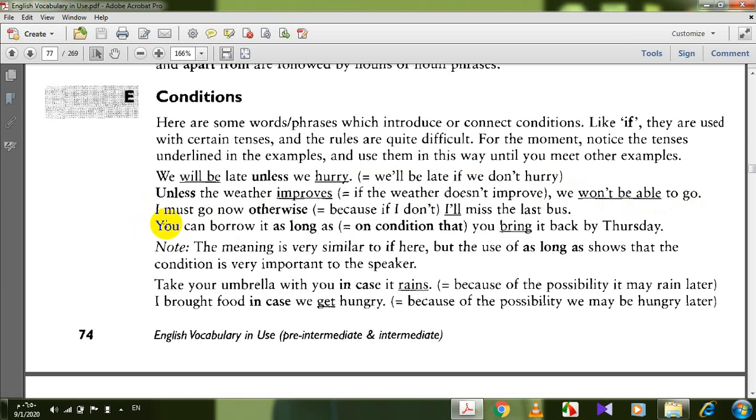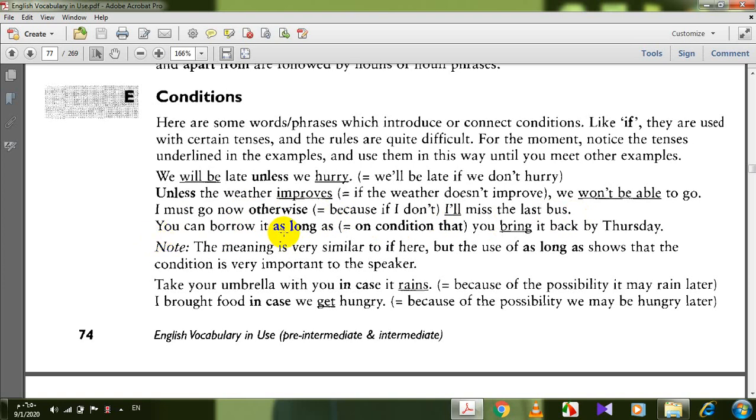So present simple. I must go now, otherwise, if. Good. Otherwise, I'll miss the last bus. I must go now, otherwise I'll miss the last bus. It means because if I don't go now, I'll miss the last bus.